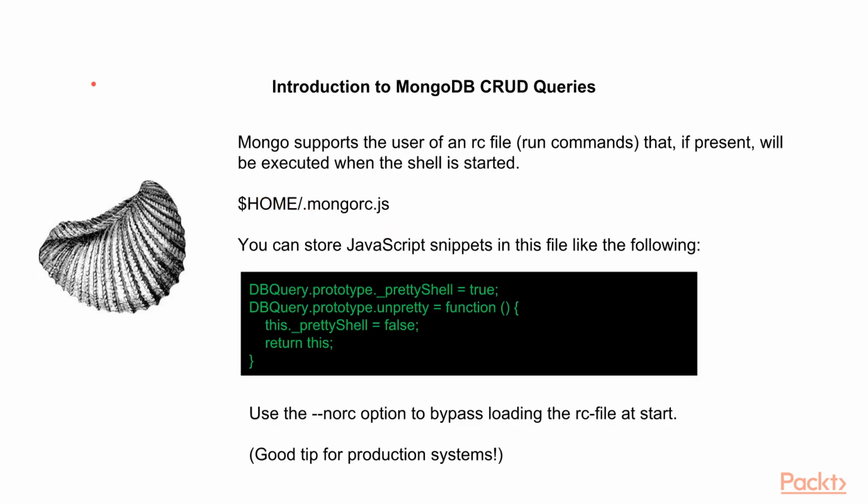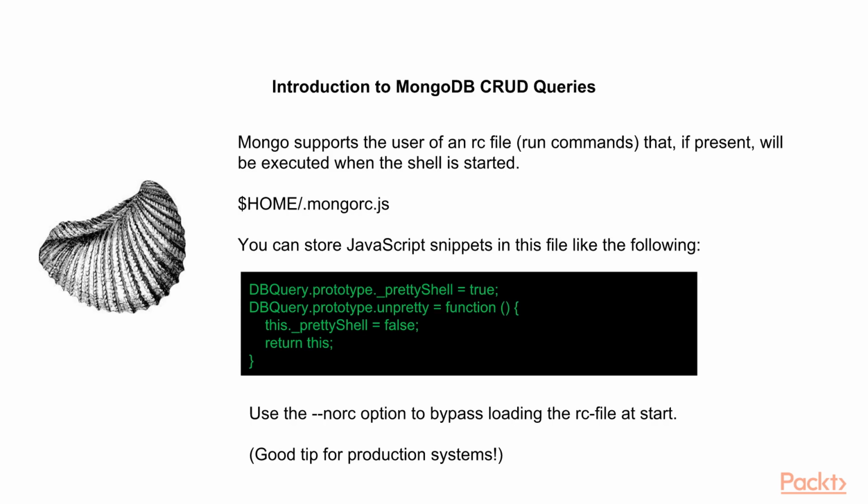Also, I'm constantly surprised at the number of developers that don't know about the mongorc file. The mongorc file is, by default, stored in your home directory the first time you use the Mongo shell. It creates what we call a hidden file because it begins with a dot. So in your home directory, there's a .mongorc.js. It's a JavaScript file. And you can store JavaScript snippets into that file, like the one I have on your screen.